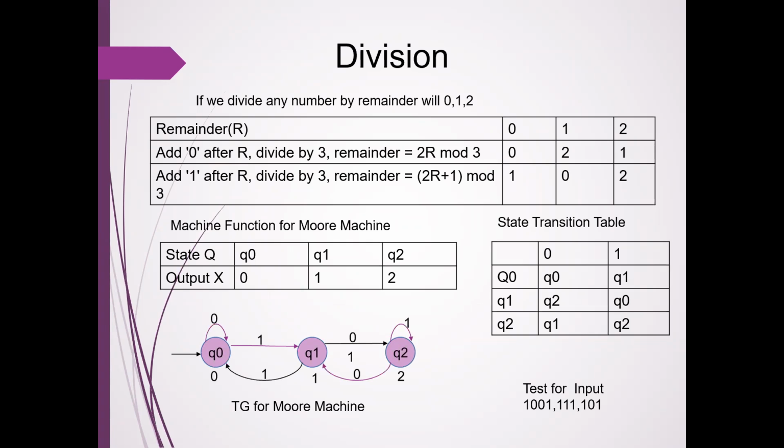And now you can test for the input string 1001. What is the decimal equivalent of this? 9. So when you divide 1001, that is 9, by 3, what is the expected remainder? 0. So now you can test your graph and check whether you are getting output 0 or not. Similarly for 111 and 101.